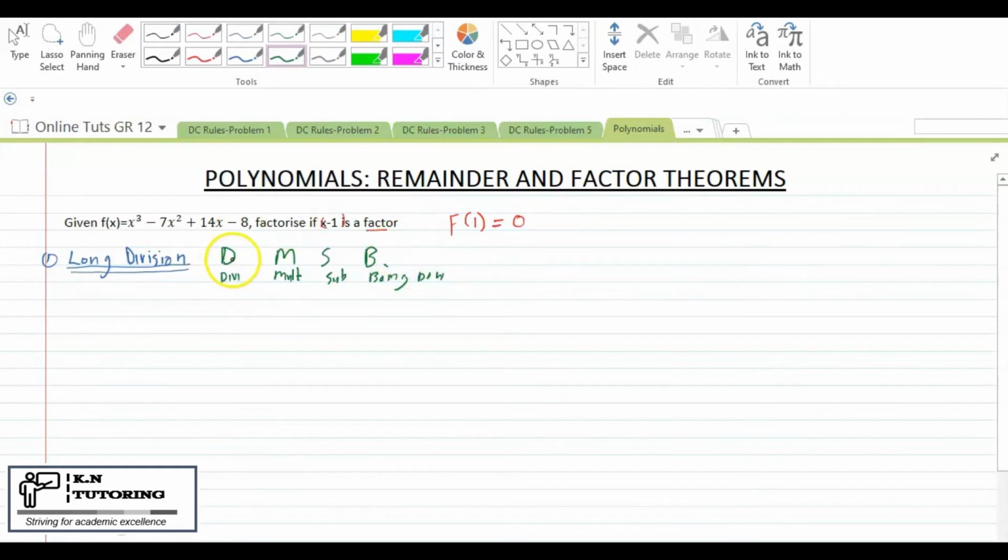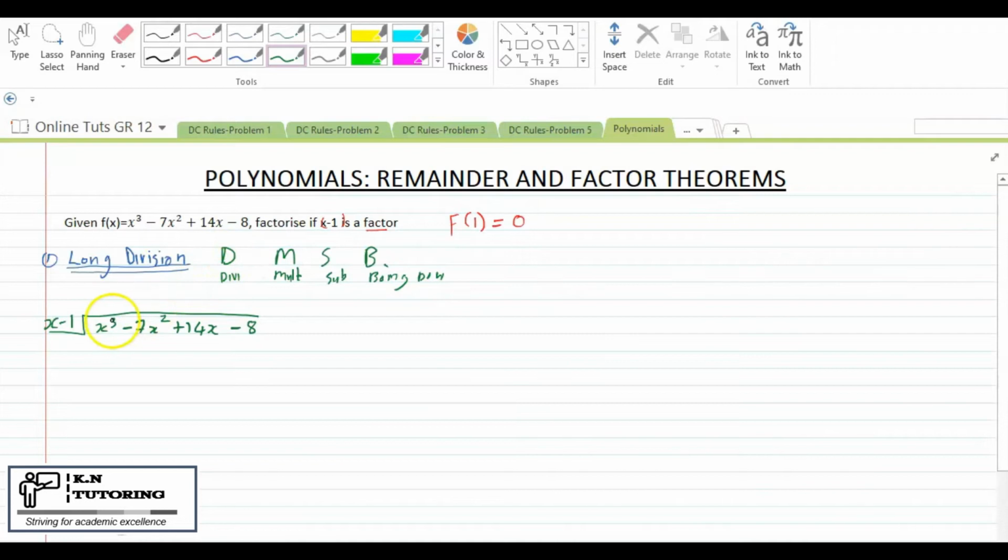Okay, now what we do here, we're gonna say, okay, we are given that x minus 1, which is the divisor, must divide into this whole thing. So it must divide into x cubed minus 7x squared plus 14x minus 8. So the first thing, this says that we must divide.